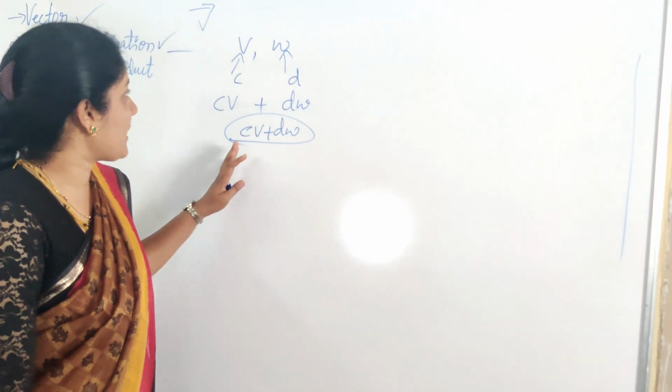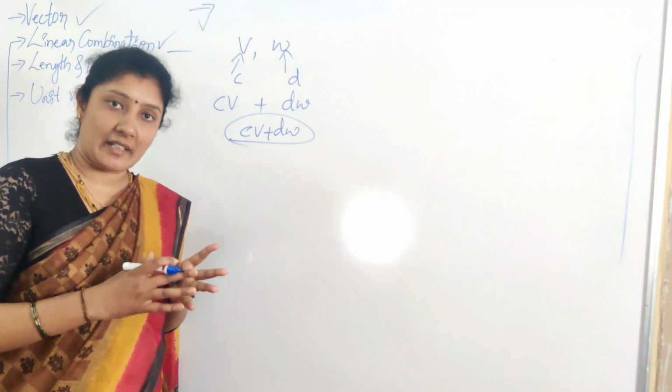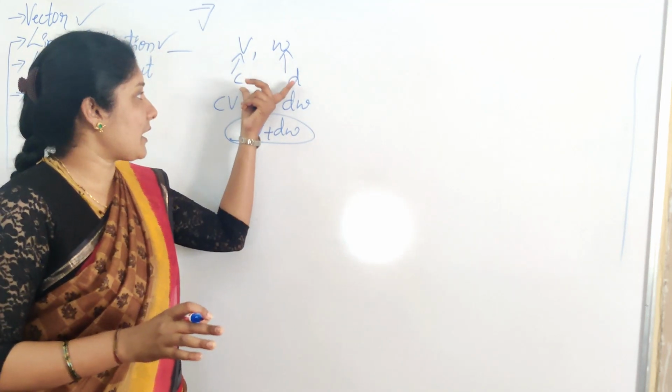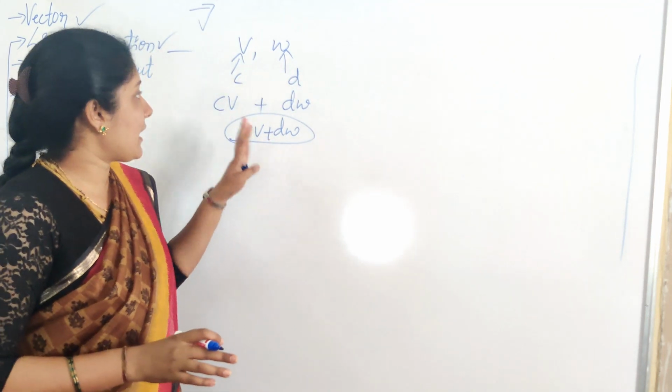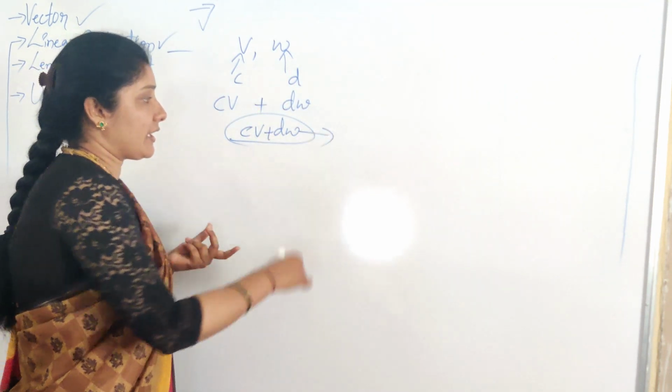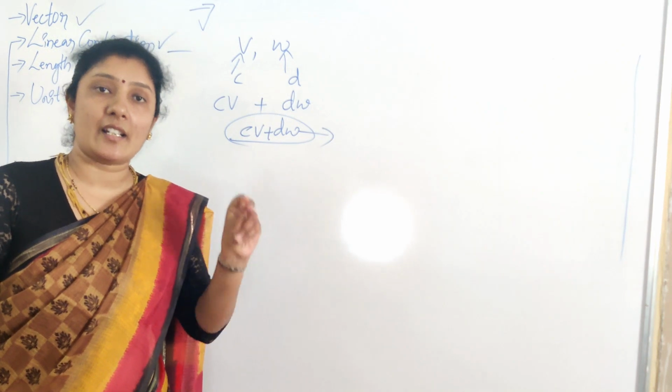And this is called the linear combination. So, what is linear combination? If there are two vectors, v and w, they are multiplied with some numbers, then after multiplication we add those two, and whatever we get is called a linear combination.